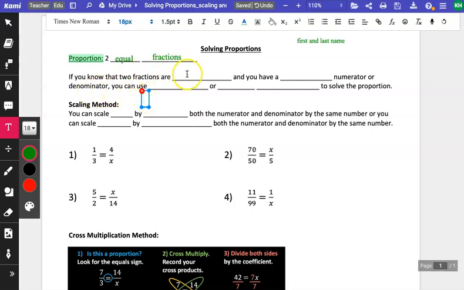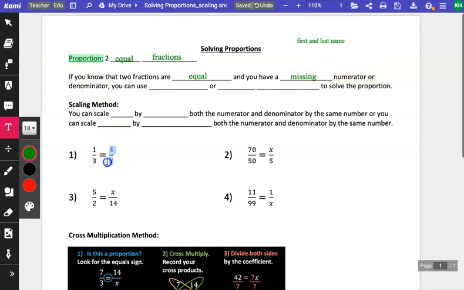If you know that two fractions are equal, and you have a missing numerator or denominator. So look down here. We have two equal fractions: 1/3 is equal to 4 over x. And then you have a missing numerator or denominator. So here, in this example, you have a missing denominator. Here you have a missing numerator. Here you have a missing numerator. And here you have a missing denominator right here.